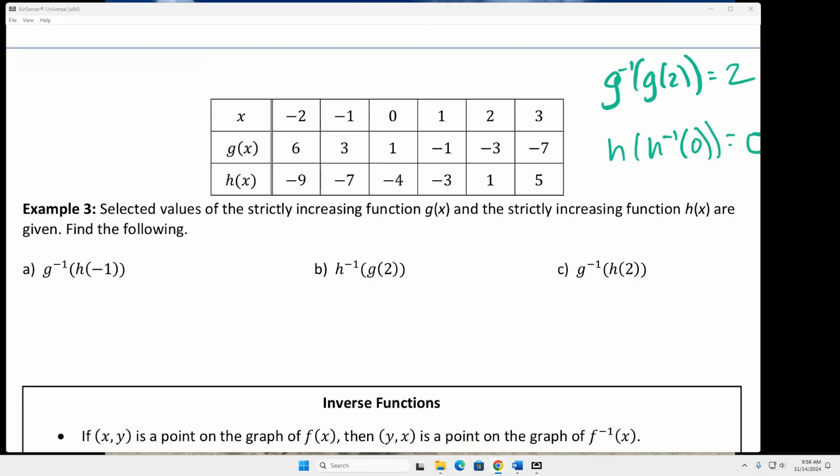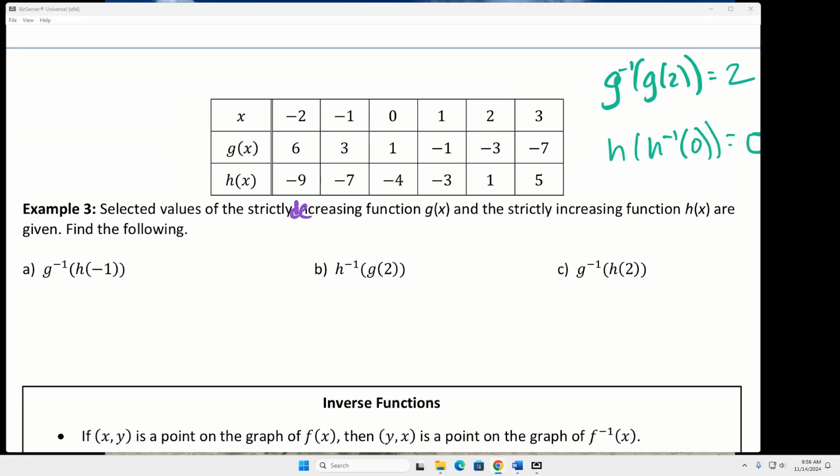So selected values of, this should be strictly decreasing function g, because if you look at g, those y values just get smaller and smaller. That's just a typo. And strictly increasing function h of x are given. And so why do you think I told you that? They were strictly increasing or strictly decreasing? That makes them invertible, right? Good. Because on a table, we don't really know what's happening in between -2 and -1. There could be like a little max or min. So we need to know that when it's a table.